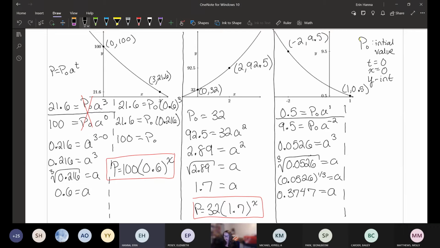Here, since we don't know P naught, this is when we have to find it. So we take whichever one of these two equations makes us happier. I'm going to do the a to the first one because I don't want to deal with negative exponents. It doesn't matter which one you take. You should get the same answer. It might differ by just the slightest decimal place because of rounding, but it should be very, very close to the same number. So we're going to divide both sides by the 0.3747 because anything to the first power is just itself, getting us that P naught is approximately 1.3344.